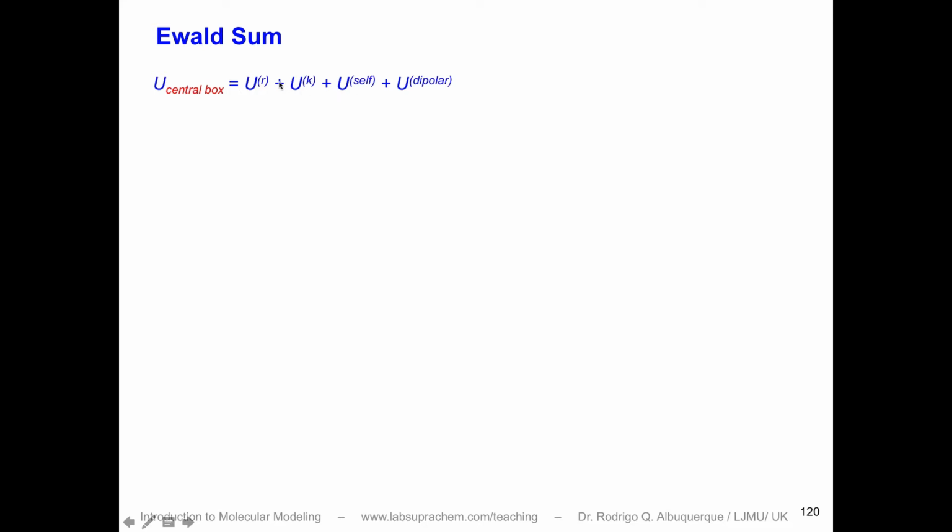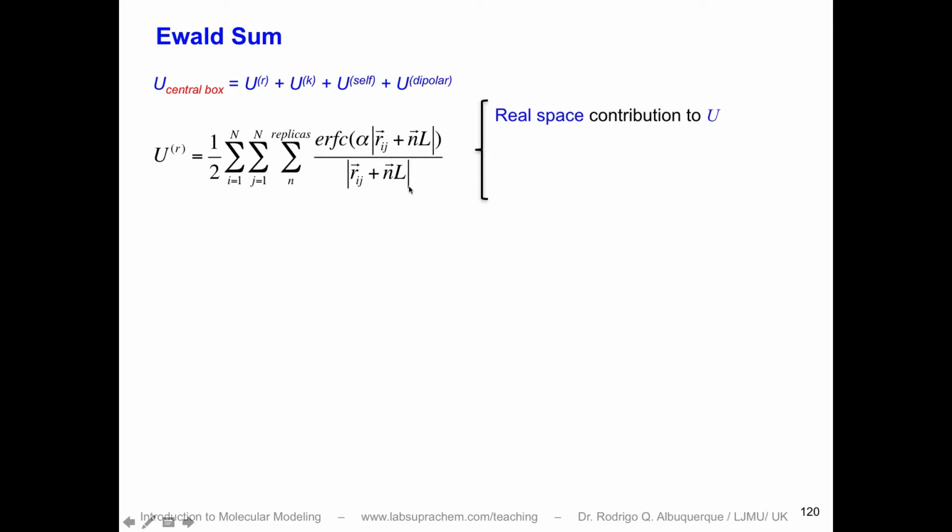We have then the sum given by four terms. The first one is carried out on the real space. The second one is the reciprocal space. And the last two are corrections. The first one is a real space contribution to the electrostatic potential energy involving the central box and all replicas. I just substituted that function I showed in the previous slide by the complementary error function, which is now shown here. This alpha is the parameter that gives the width of the Gaussian charge distributions.